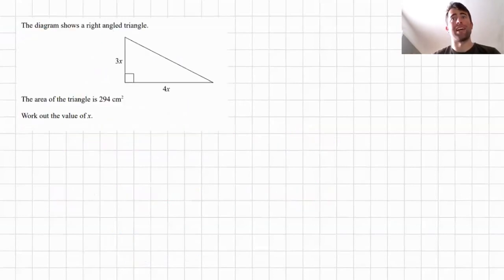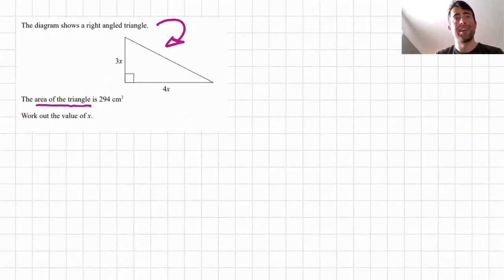Next, last one here, we're only doing 3. The diagram shows a right-angled triangle, that's there. The area of the triangle, stop! What's the first tip? Write down what we know. Before reading anything else, we can write down what we know.